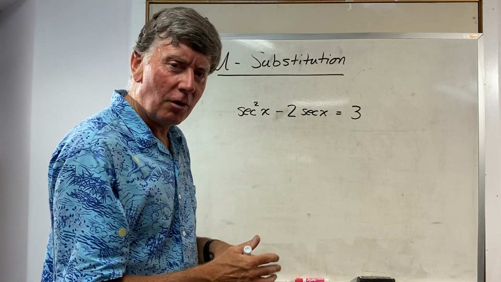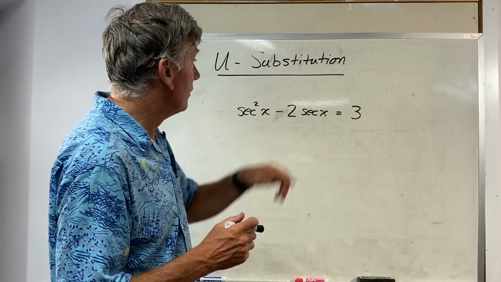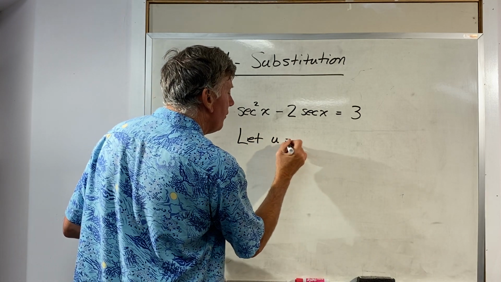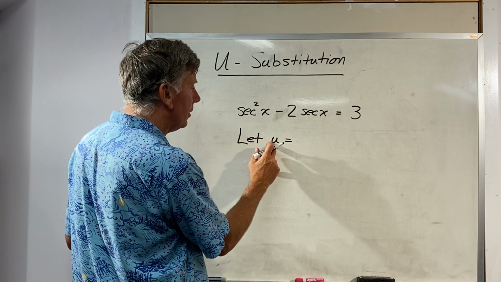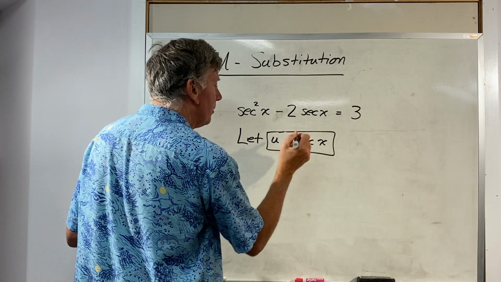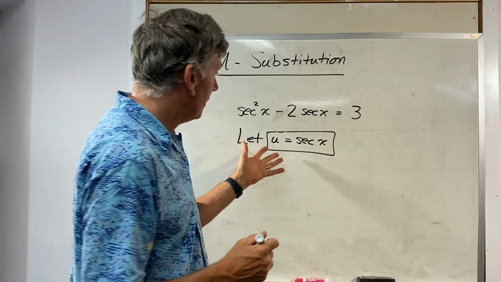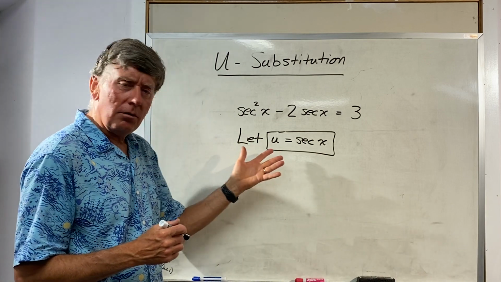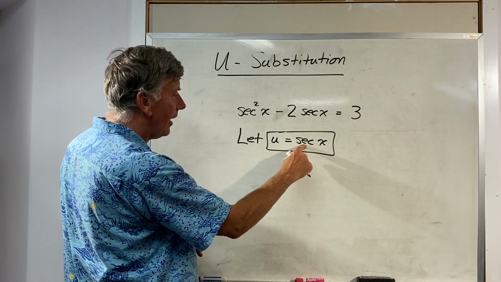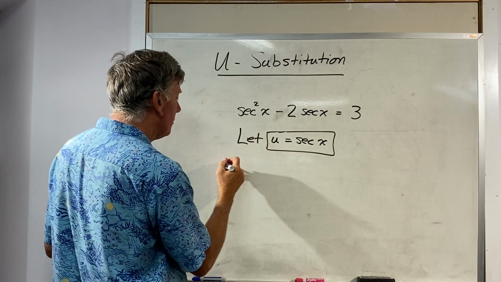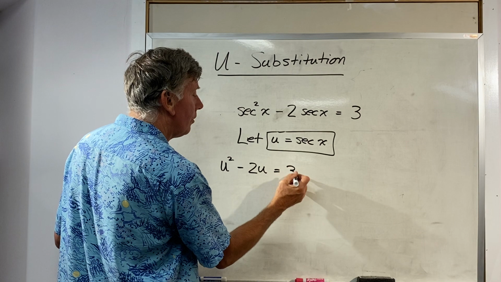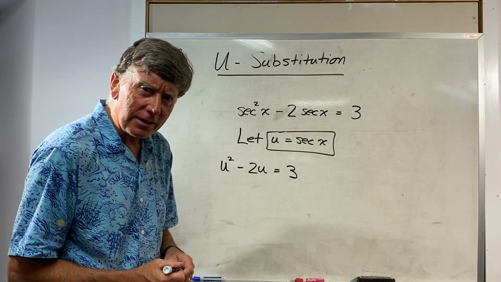For me to factor this properly, I'm going to do something that we call U-substitution. I'm going to let the letter U be a variable, and I'm going to let it be the secant of x. I'm going to put a box around it, not because it's my answer, but because this is going to help me remember what I have to do with this. Wherever I see a secant of x, I'm going to put a u. So this becomes u squared minus 2u is equal to 3. Now it's starting to look a little easier.